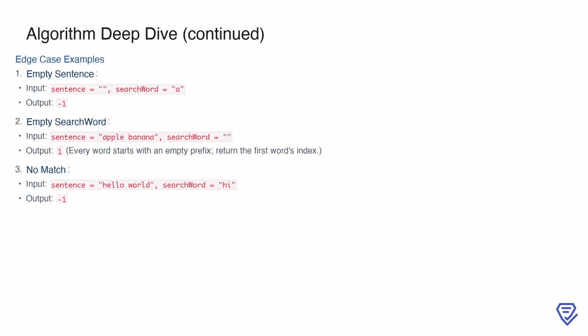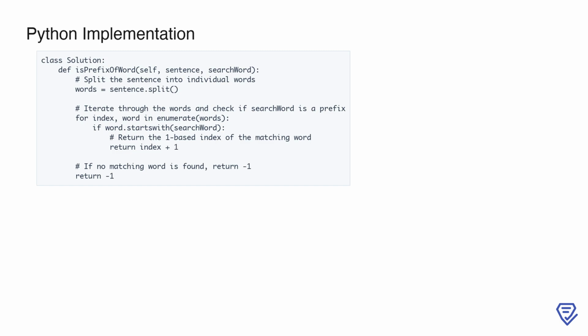These examples demonstrate how the solution handles a wide range of inputs effectively, ensuring correctness in all possible scenarios. This Python implementation solves LeetCode problem number 1455, which checks if a given search word occurs as a prefix of any word in a sentence. Let's break it down step by step. The function isPrefixOfWord takes two inputs: sentence, which is a string containing space-separated words, and searchWord, the string defined as a prefix.